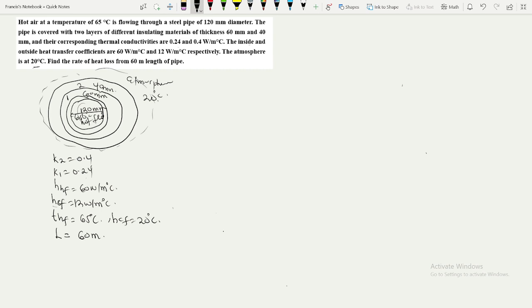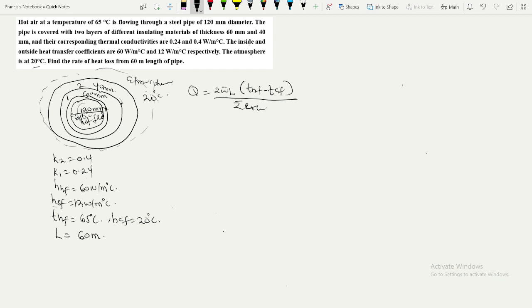Now we can find the rate of heat loss from the pipe using either the temperature change from the hot fluid to the atmosphere, or from this point to this point, any point, provided we have the temperatures at those two extremes. We don't have the temperature here and here, so we just have one option, to use the temperature from this portion to this portion. So our Q will be 2 pi L multiplying the temperature of the hot fluid minus the temperature of the cold fluid, all over the summation of all the resistances from that portion to the end.